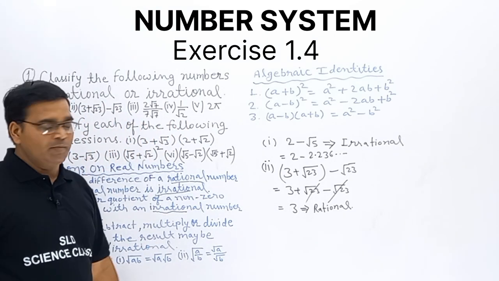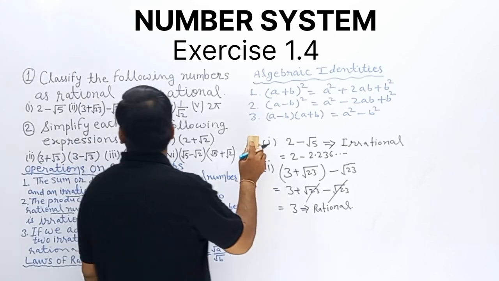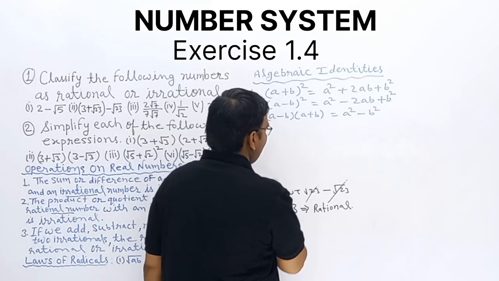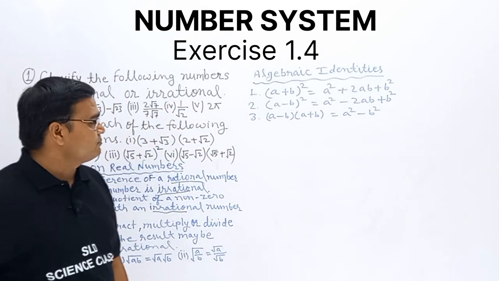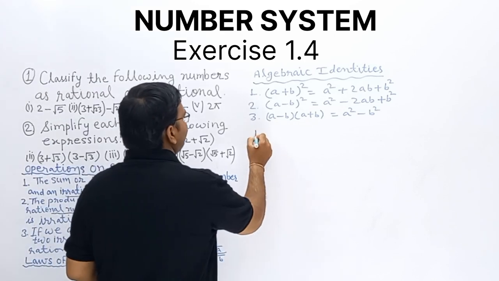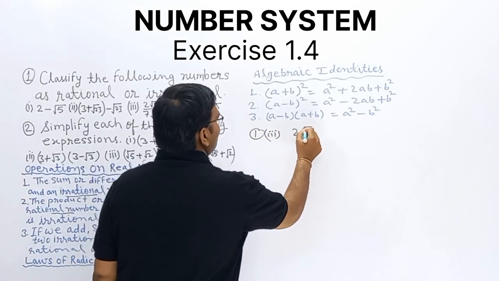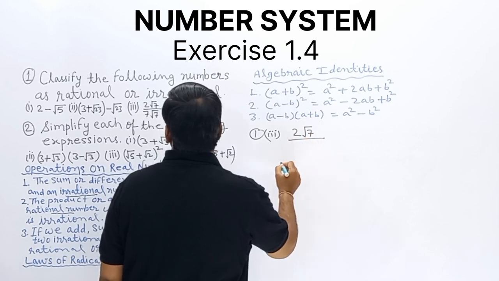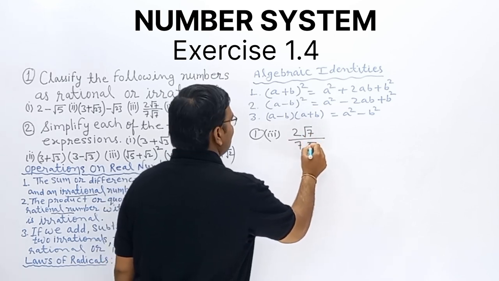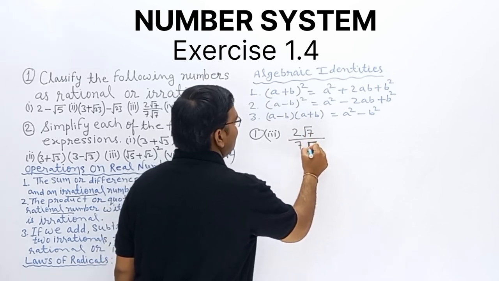Now next, coming to the third one, what will be its solution? Observe. The third one, I am taking is 2 root 7 divided by 7 root 7. How will we solve it?